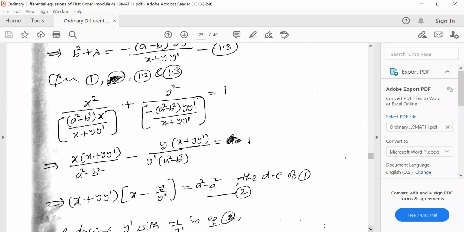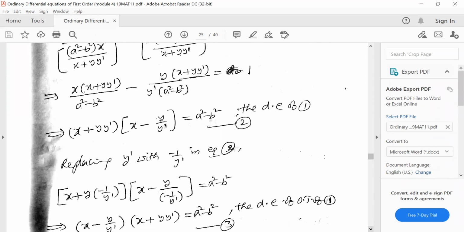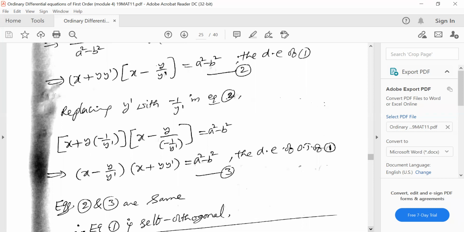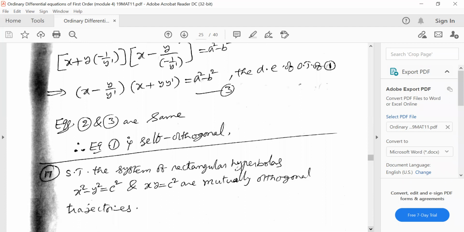So then we can see the DE appearing like this. In this problem also, after replacing, the DE is the same. So it is called self-orthogonal.